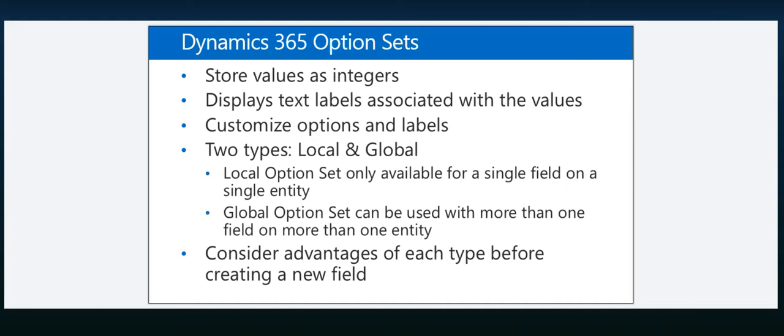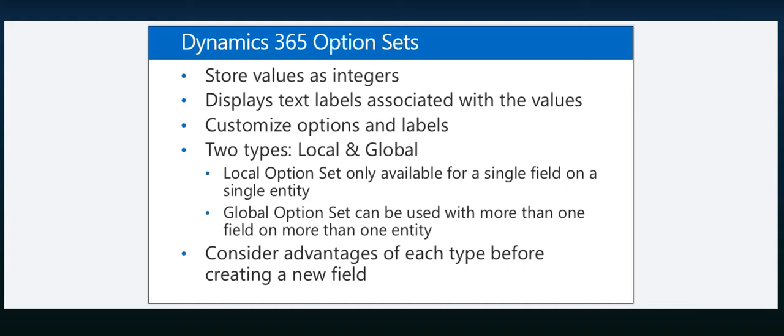Then we have Dynamics 365 option sets. And option sets is one of those things that has many names. It's also called pick lists or drop-down lists. I tend to call them option sets just because that's what they're called inside Dynamics 365, but drop-downs and pick lists are also used quite commonly. Option sets always store the values as integers, so it's always a number. But it doesn't display those on the forms, it displays the text label that's associated with the different values.